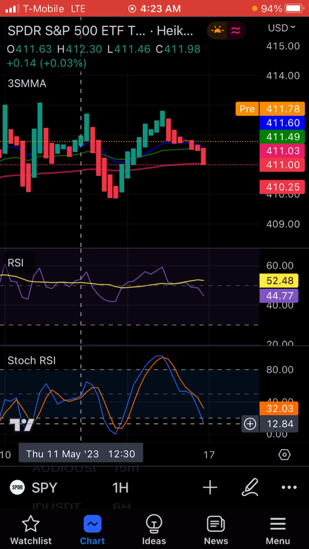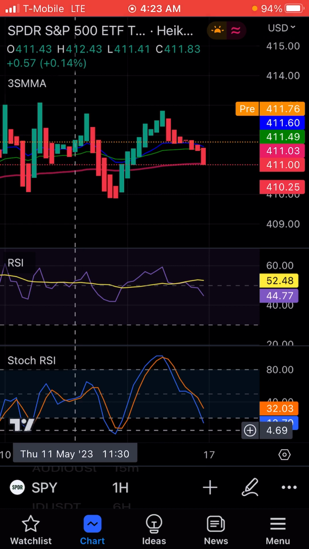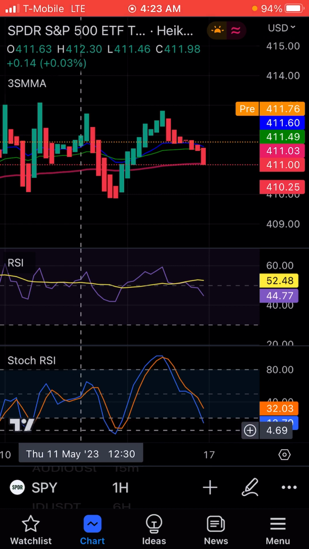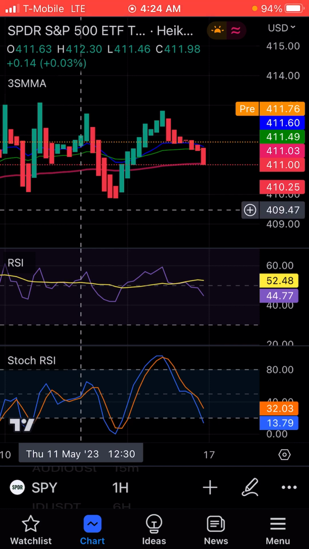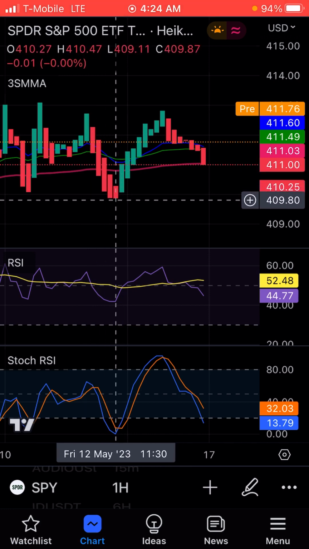So in this scenario right here, you see the blue line is below the dotted line right here on the bottom, and the blue line is pushing through the orange line. So this is the point to get in, right around here. This point, if we look on the candles here, is right about here. So this is the point to get in. This is about a 409 call.